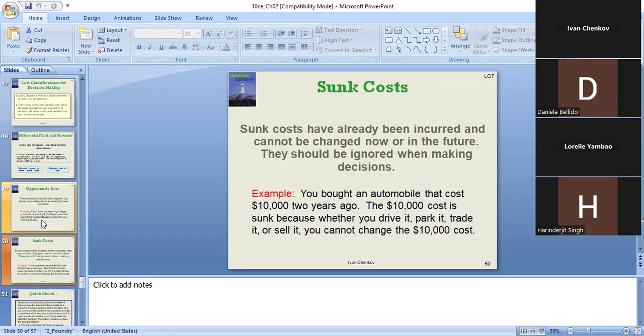Sunk cost is the cost that you already paid. Sunk cost is never relevant and it's never considered when you're choosing one alternative versus another alternative. So imagine this: you bought a car for $10,000 2 years ago. Now the $10,000 is a sunk cost. Why? Because you already paid for it. You cannot change that cost, so whatever decision you make from now on, it is irrelevant because that cost has already been paid, and you cannot change it.